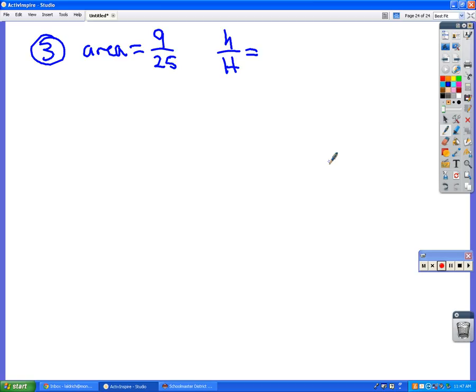Well, area is squared, right? So if I start with the ratio of the areas and I want the ratio of the heights, I square root it, go backwards. So the square root of 9 is 3, the square root of 25 is 5.